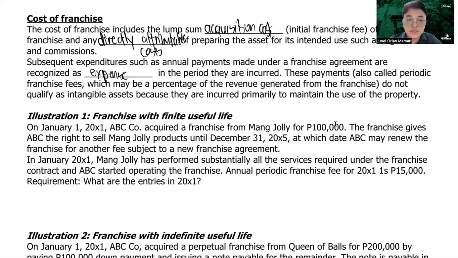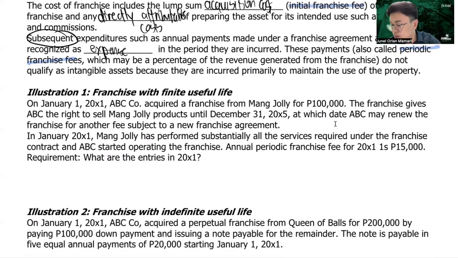So once again, kapag subsequent expenditures, ang pinaka-common na example niyan ay yung ating periodic franchise fee. Never po yan na makakapitalize. Ano lang yung makakapitalize? Yung una, acquisition cost, the initial franchise fee, at yung unang directly attributable cost. Lahat ng kasunod, expense. So let's have a few illustrations here.